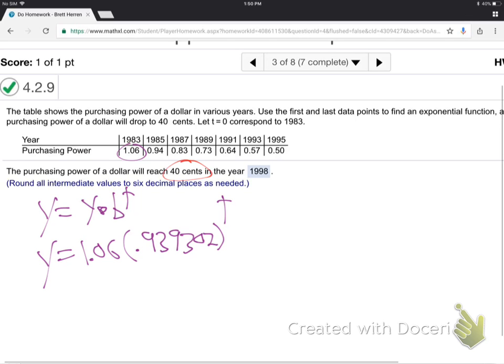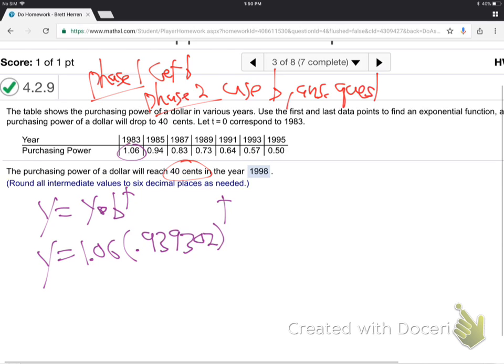And now what they're asking us is, they're saying 40 cents. When is the purchasing power going to become 40 cents? So that's always, phase 1 is you get b. All these problems. Phase 1, you get your b. Phase 2, you use b to answer the question. You always use b. So I put in the b, I get my formula.